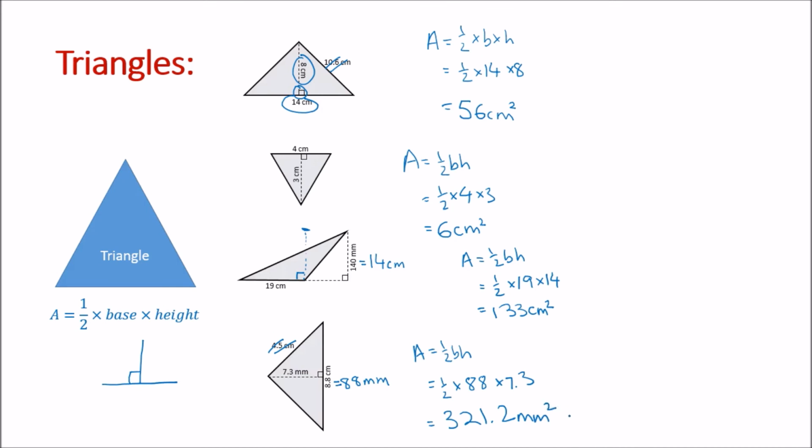And that's all there is to working out the area of a triangle. So remember, write your formula out, use the correct dimensions, so look for that 90-degree angle, and then when you've got your final answer, make sure it's in squared units.